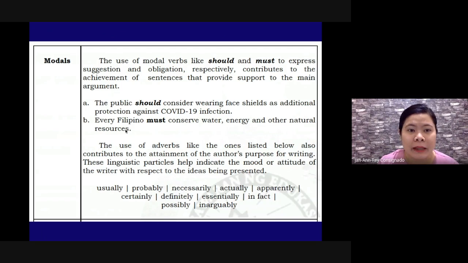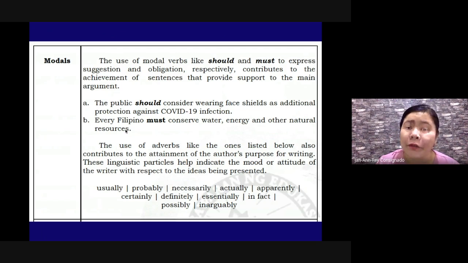Modals. If you still remember our topic last time, we also tackled modals. Okay? So the modal verbs. The use of modal verbs like should and must to express suggestion and obligation, respectively, contributes to the achievement of sentences that provide support to the main argument. Letter A. The public should consider wearing face shields as additional protection against COVID-19 infection. So we have the modal verb should. Letter B. Every Filipino must conserve water, energy, and other natural resources. So, the modal verb is must. Okay? Don't forget the meaning of these modal verbs. Okay?